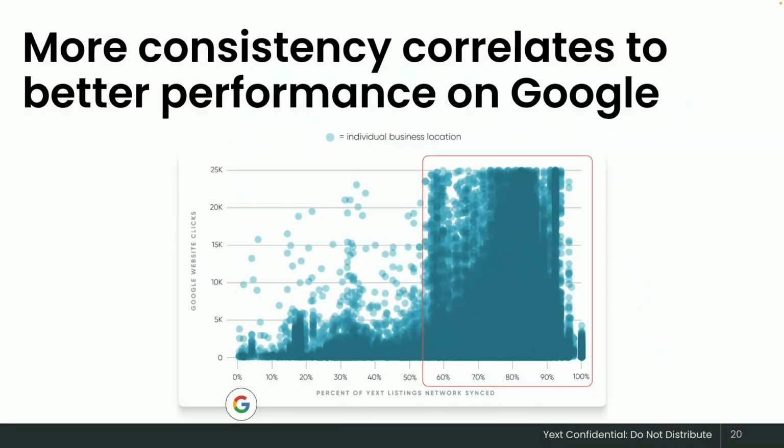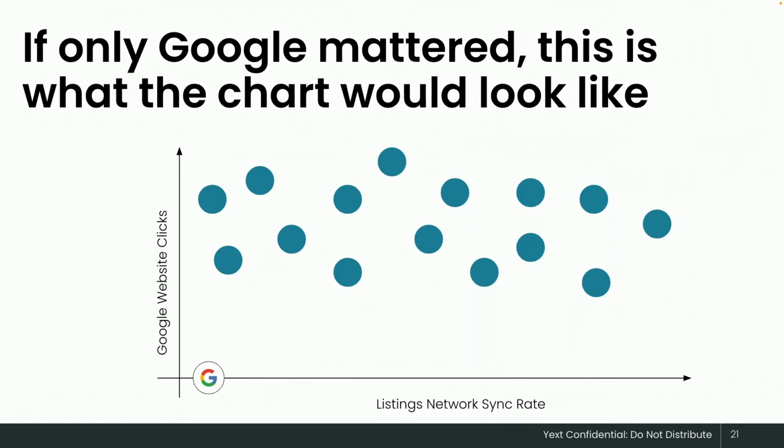So for the first time ever, we now have data to back up the claim that consistency across your listings actually impacts how you perform on Google. So you can see the concentration of dots that are performing the best on Google, meaning they're all the way at the top. These are all on the right side of the chart, minus those handful of outliers to the left. There are virtually no locations on that left-hand side that are performing well comparatively.